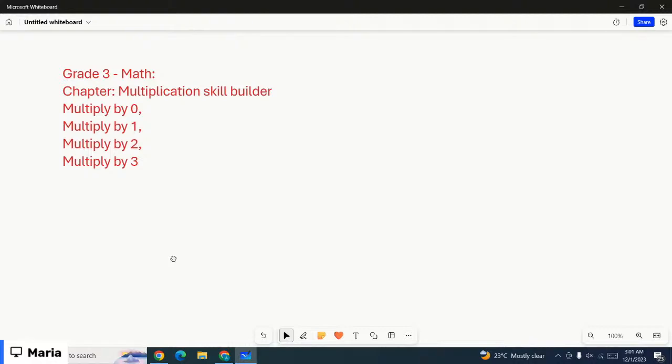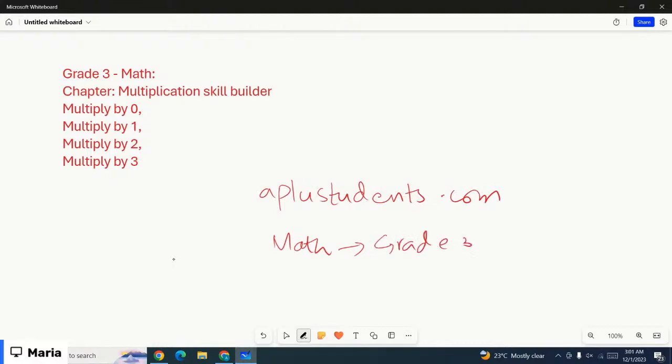So you can find all the lessons on aplusstudents.com. You have to log in there using your email address and password as provided by the administrator. Then you have to select math from the subject tab. Scroll down to grade 3 and then click on view all lessons. So there you can find a list of the chapters.